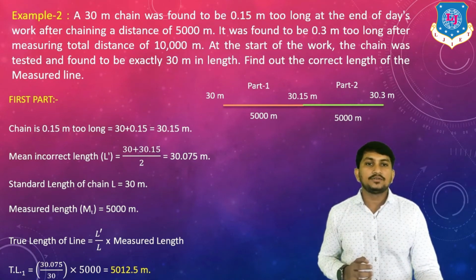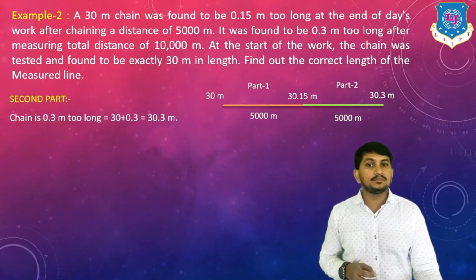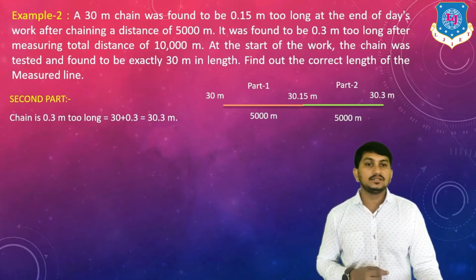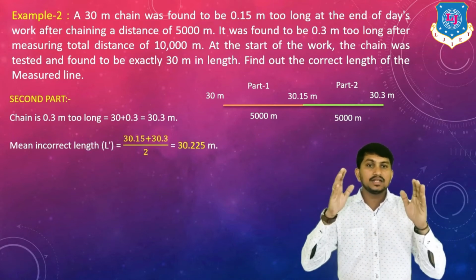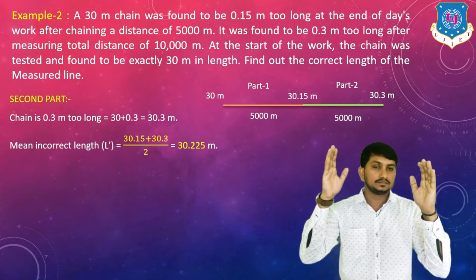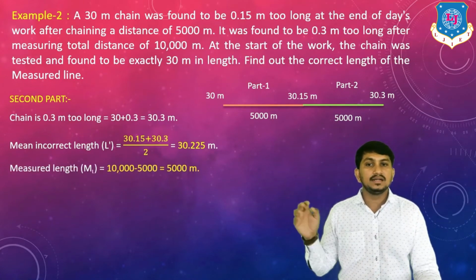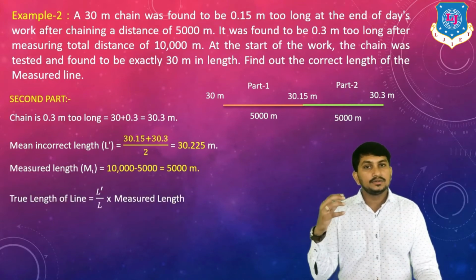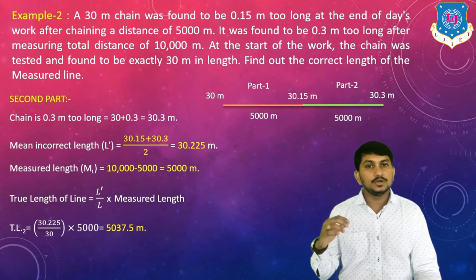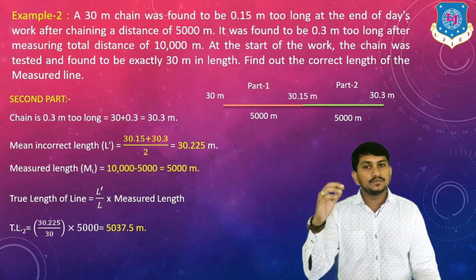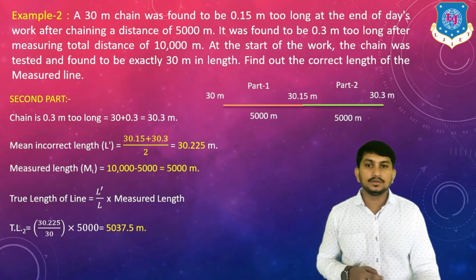Now we will calculate for the second part. For the second part, the chain is 0.3 meter too long. So at the end, the length of the chain is 30.3 meter. For the mean incorrect length, here also the average of 30.15 and 30.3 is taken because two measurements are taken of the chain. Measured length is 5000 meter. The equation for true length is TL equal to L dash by L into measured length. So TL2 is calculated by 30.225 divided by 30 into 5000. So TL2 is equal to 5037.5 meter.